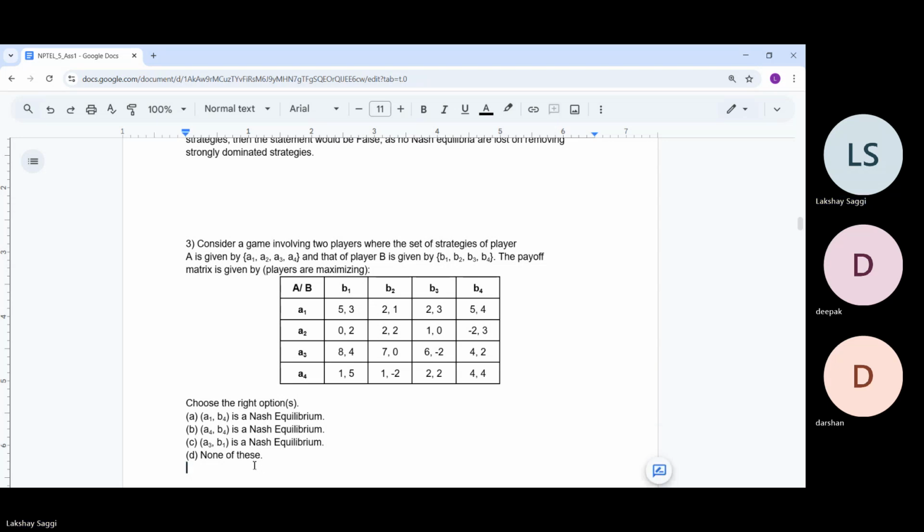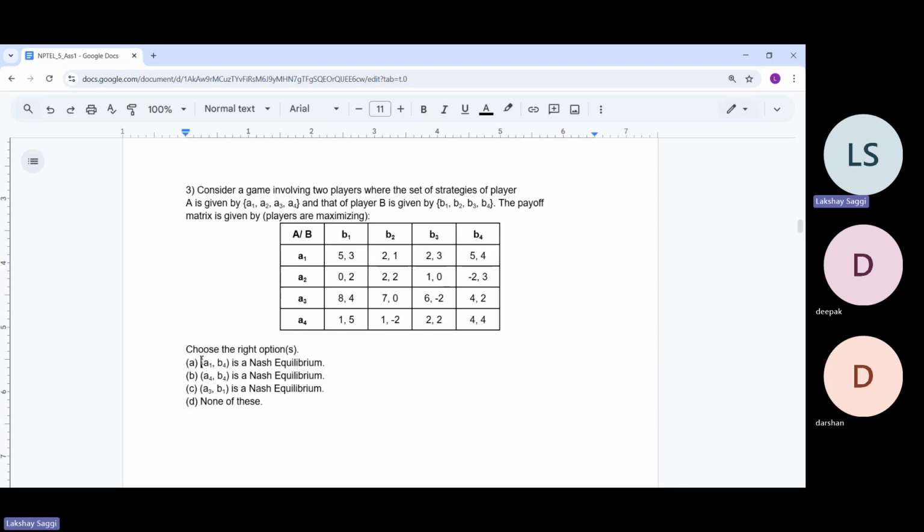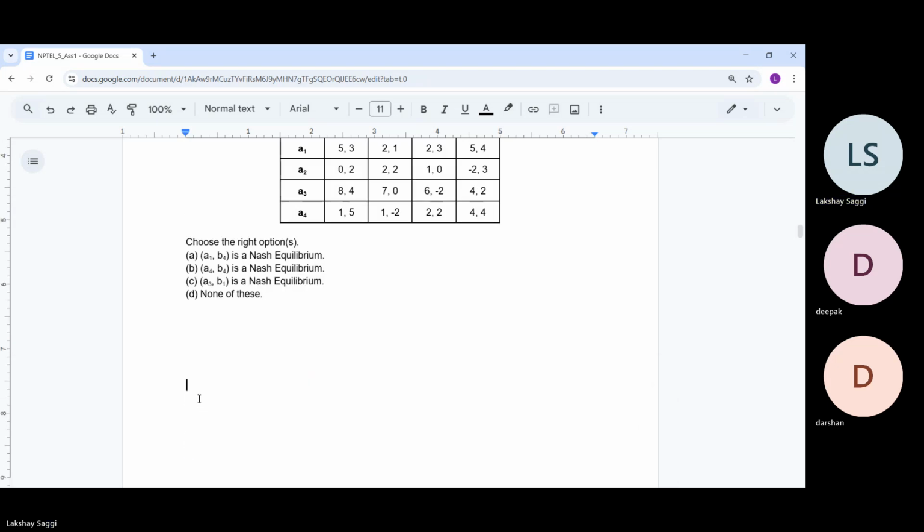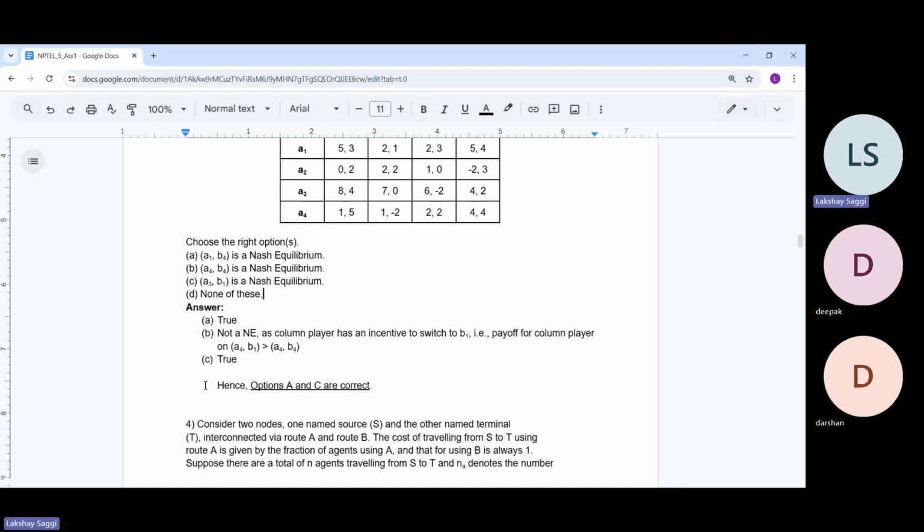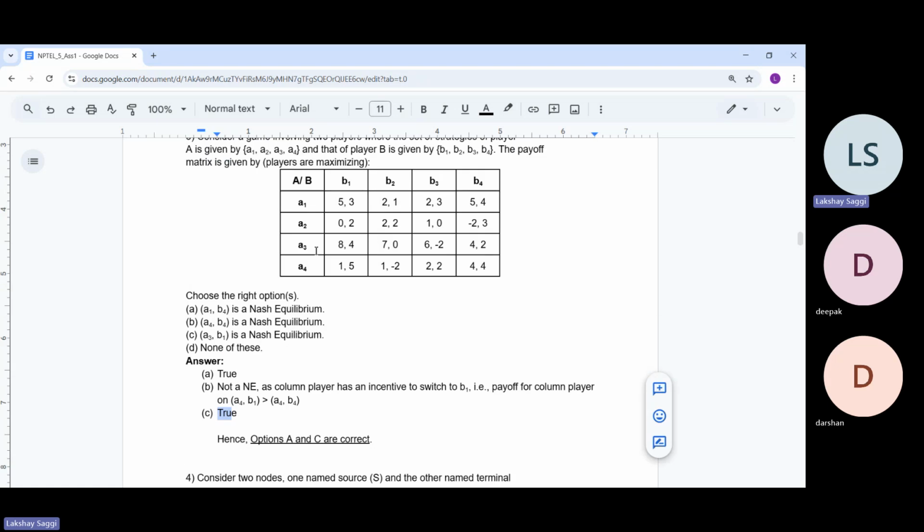Okay, so maybe we can move on with this question. A1 comma B4 is a Nash equilibrium, but A4 comma B4 is not. Similarly, we can check for A3 comma B1 also. Maybe I'll just see the answer. Yeah, actually in option C also, A3, B1, we'll see that it is a Nash equilibrium. Maybe we can skip this one, or you can check this later yourself. A3, B1 is also a Nash equilibrium. So for this option, only options A and C will be correct.